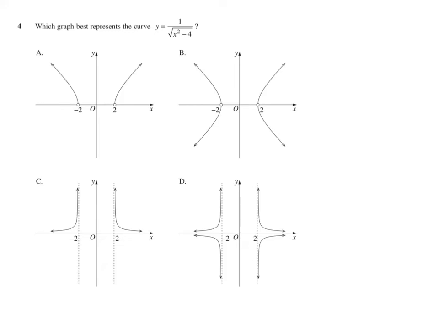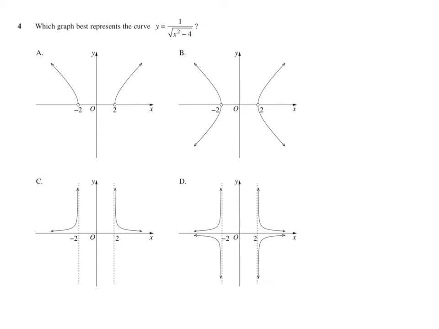In this video, I'm going to explain to you HSC 2018 Mathematics Extension 2, question number 4, 5, and 6. Question 4. It asks you to find a graph which can represent the function of y equal to 1 over root x squared minus 4.